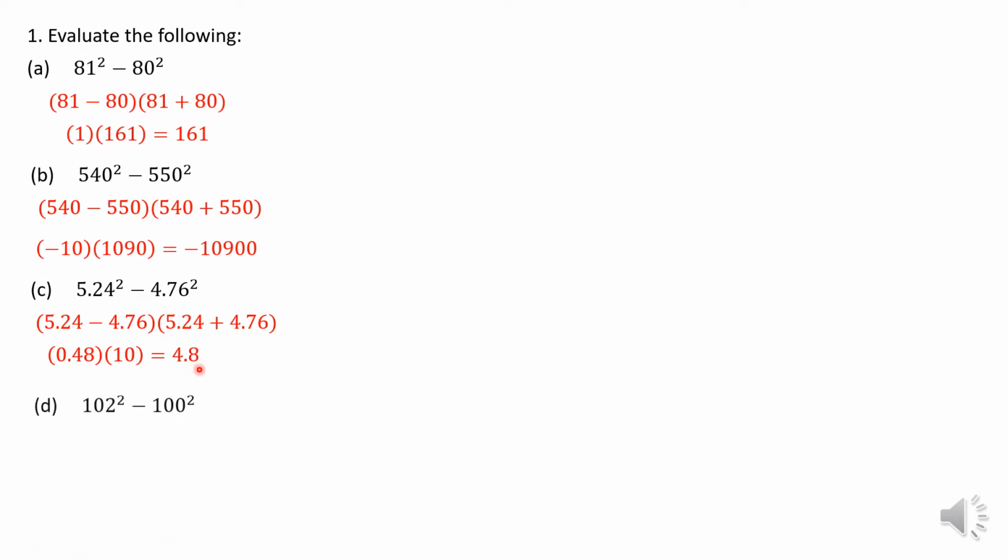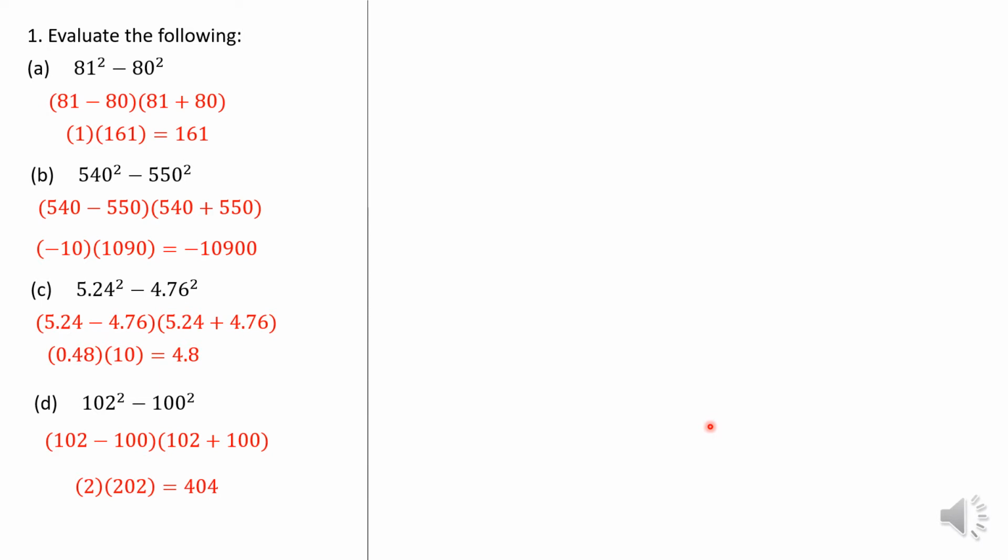One more. So 102 squared minus 100 squared, so it must be 102 minus 100, which is 2, and 102 plus 100, which is, you got that, 202. So 2 times 202, 404. So this is one way of doing a very quick multiplication, or subtraction of squares. Okay, because you see there I've got squares, and it's one way you can do that very quickly.